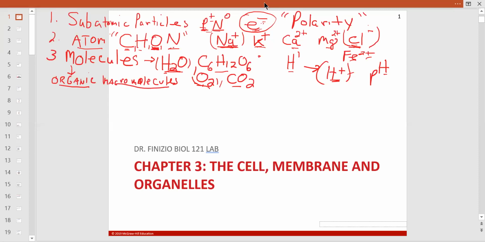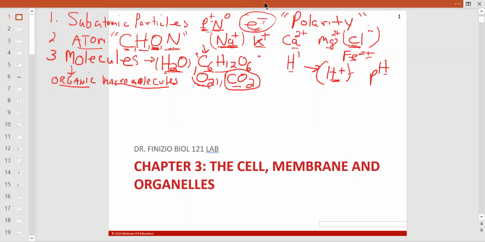There's 4 main organic macromolecules. Now what's organic mean? Which element did I say is important for it to be organic? Carbon, yeah. Carbon makes it organic. But look at the CO2, you see the CO2? It has carbon, but this is an exception. This is not organic. This thing right here, you see the C6H12O6? That's very organic, because it has CHNO, especially C.